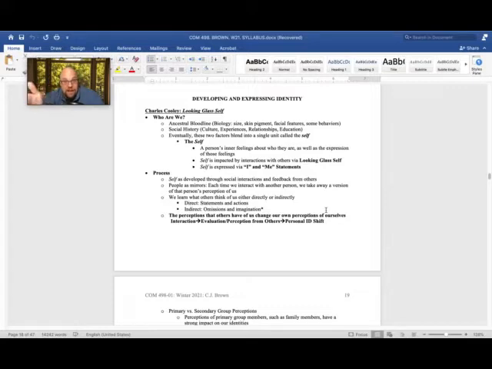And the self, as you see there, is your inner feelings about who you are, as well as how you express who you are. And it really comes down to the self being created, or definitely heavily influenced by, the looking glass self.